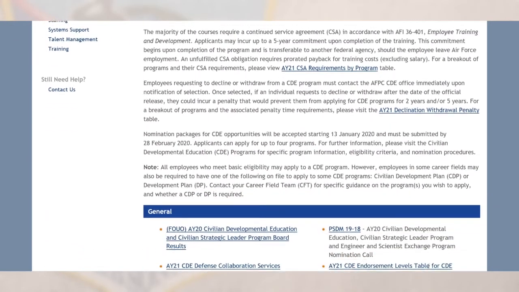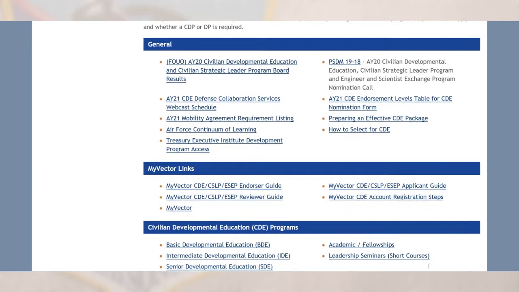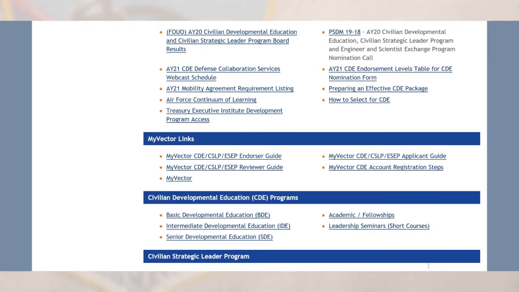Midway of the page, you will find the MyVector links to include the various user guides. Right below the MyVector links, you will find the Civilian Developmental Education programs with information applicable to each portfolio. Ms. Moore will discuss each portfolio later in the briefing. If you have any problems navigating the site, please feel free to contact us here on the Career Field team. Now back to Ms. Moore.